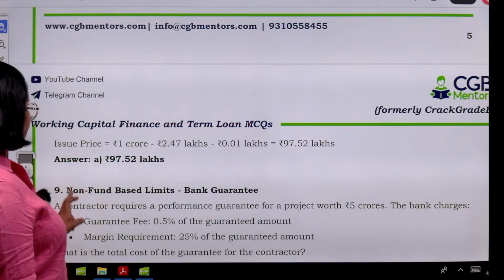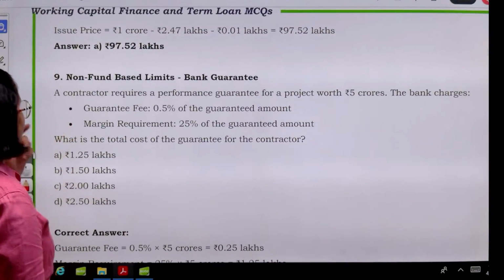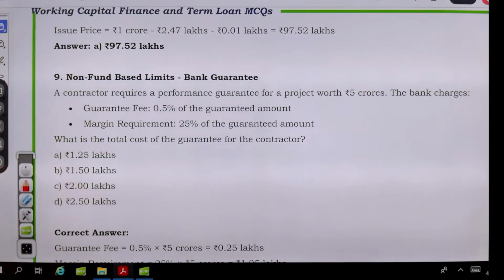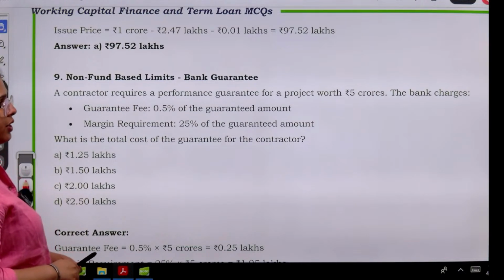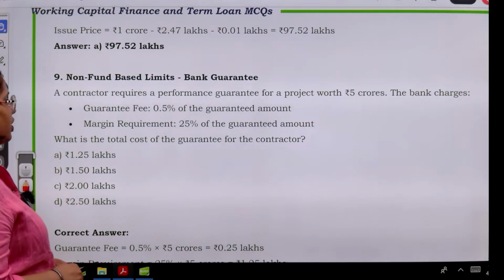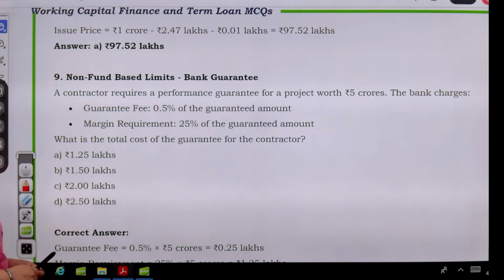Now in case of bank guarantee, a contractor requires a performance guarantee. Just wait for a second. Yes, so a contractor requires a performance guarantee for a project worth 5 crores. Bank is charging guarantee fee and there's a margin requirement as well. So what would be the total cost of guarantee for the contractor?